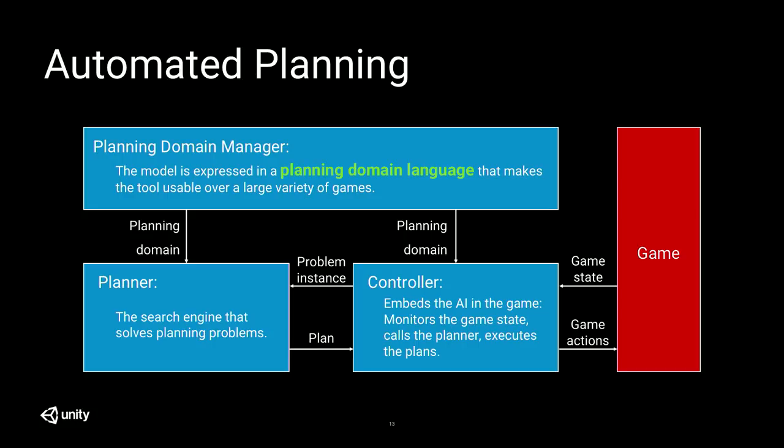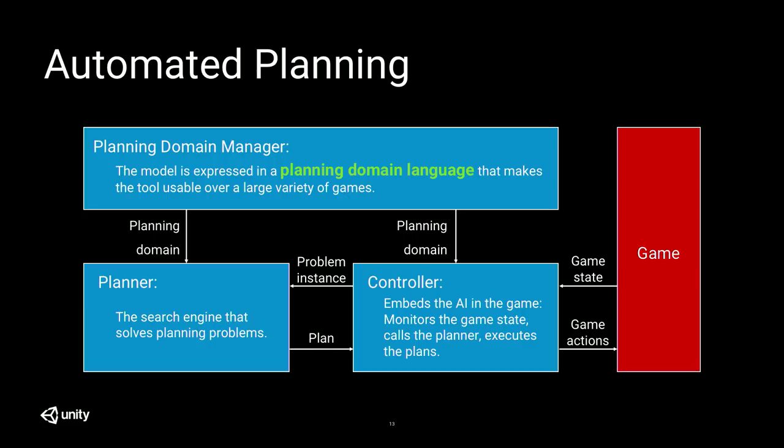And so I want to give you an overview of how our system works and how we can start giving this to other developers who don't need to know anything about how planning works in order to use planning in their games. So this is a very high-level overview of how our system interacts with your game. On the very far side, you'll have your game that you have designed. We have a planning algorithm that can solve problems and return plans. We have a controller that can monitor the state of the game, hand that off to a planner, receive a plan in return, and then execute that plan.